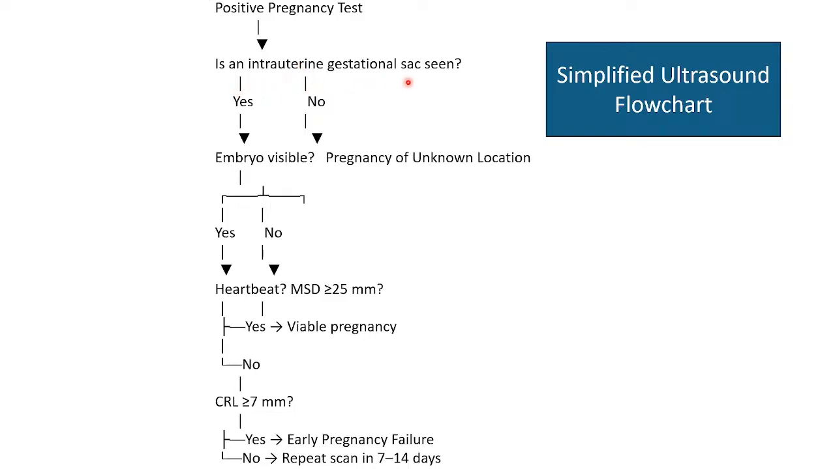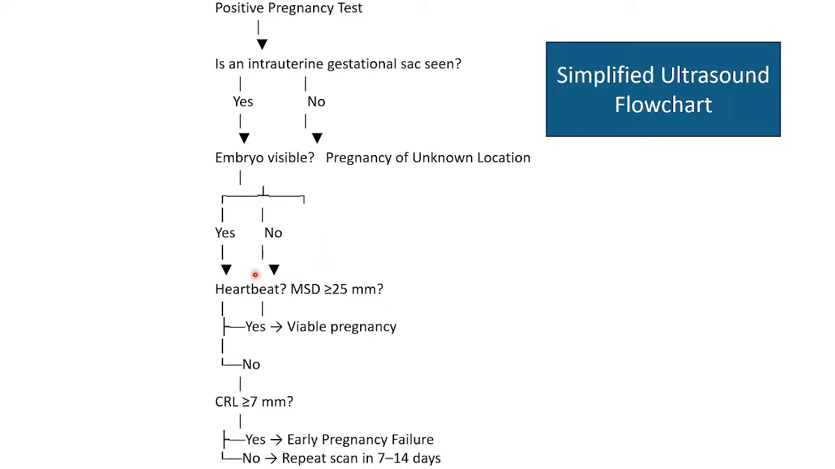Is an intrauterine gestational sac seen? Yes or no? If no, then it's a pregnancy of unknown location. You don't know where the pregnancy is; someone says it's positive, but you can't see the pregnancy. If yes, the gestational sac is there, is the embryo visible? Yes or no? If not visible, then what does it mean? Is the mean sac diameter above or equal to 25 millimeters? If it's above and there's no visible embryo, it means this is likely a blighted ovum, an anembryonic pregnancy.